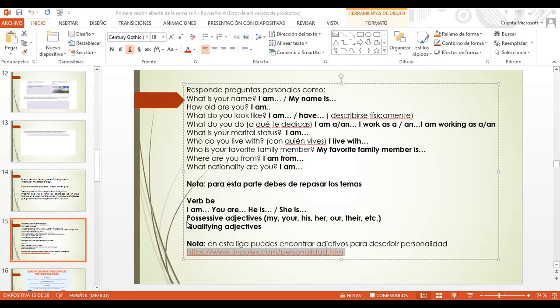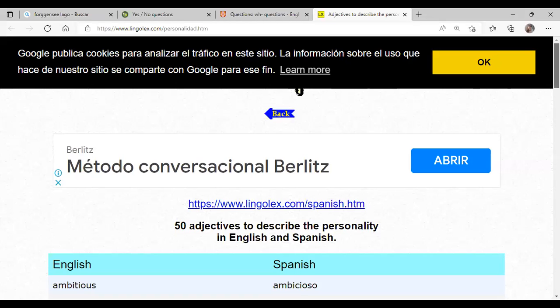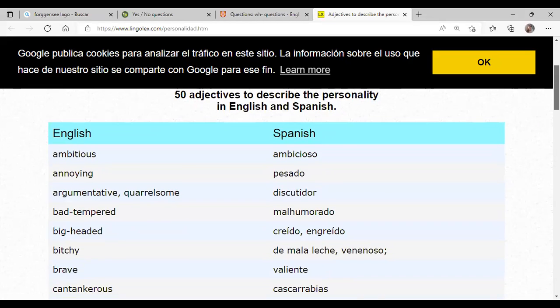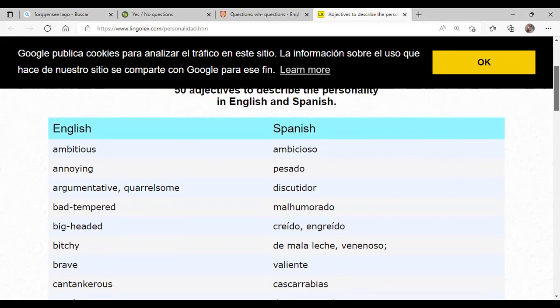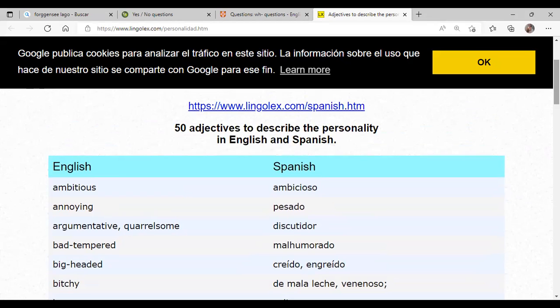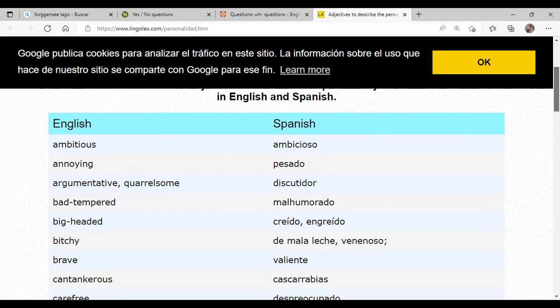Okay, guys, so now let's continue. In this link, guys, you'll see some vocabulary to describe a person in terms of personality. What I like about this link is that you have the word in English with the translation in Spanish, so you don't have to waste time looking up the translation or the definition of the word. So for example, ambitious, in Spanish, we can say ambicioso, annoying, pesado. Bad temper, for example, malhumorado. Bitchy, de mala leche o venenoso.